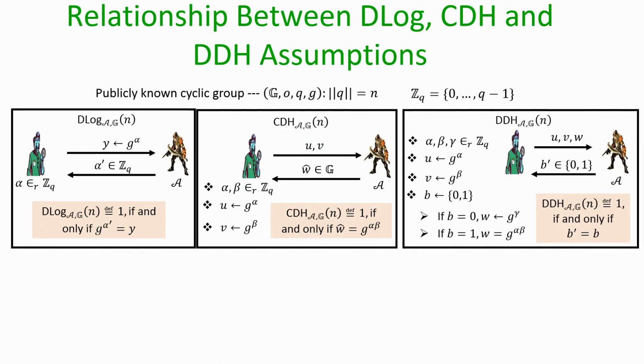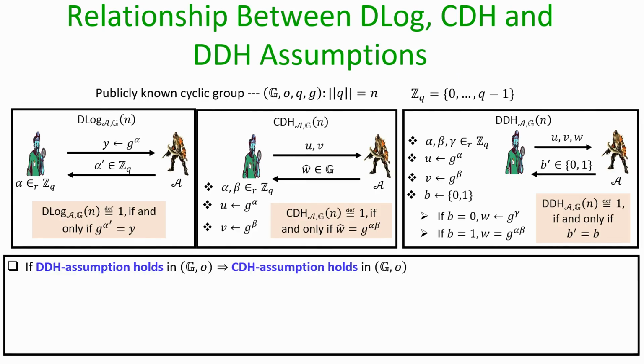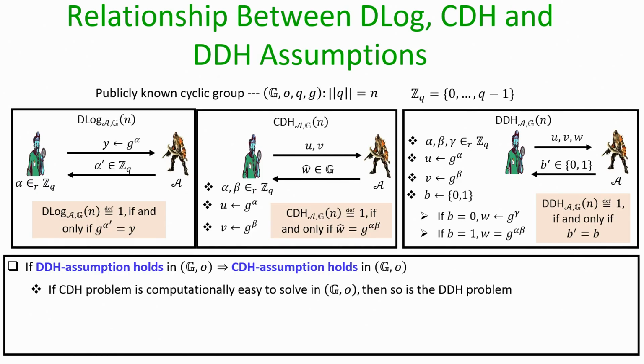Now, let us see the relationship between the CDH assumption and the DDH assumption. It turns out that if in your group the DDH assumption holds, then the CDH assumption also holds, and this can be proved easily by contrapositive. Specifically, if you have a polytime algorithm which can solve the CDH problem with significant probability, then using that algorithm it is very easy to solve any instance of the DDH problem in that group.